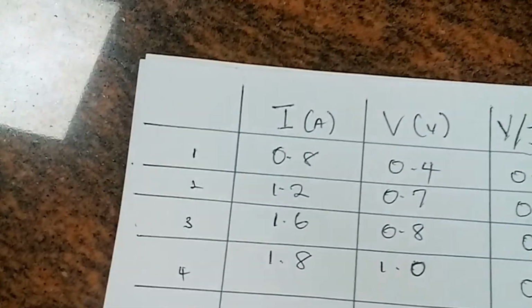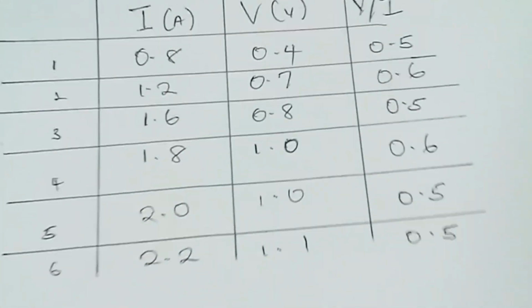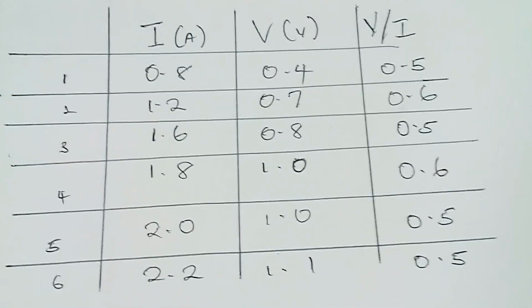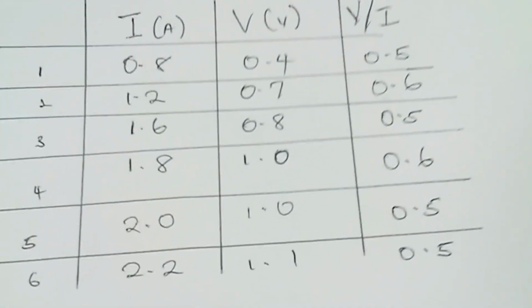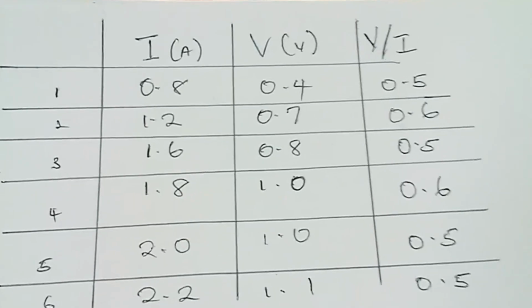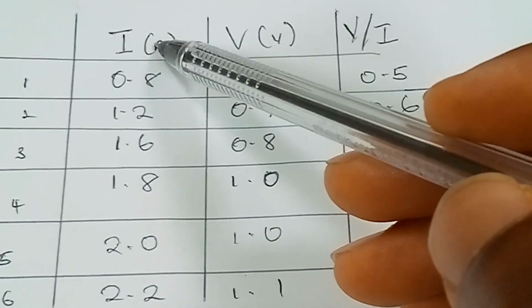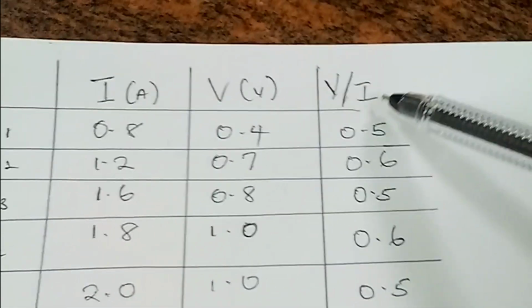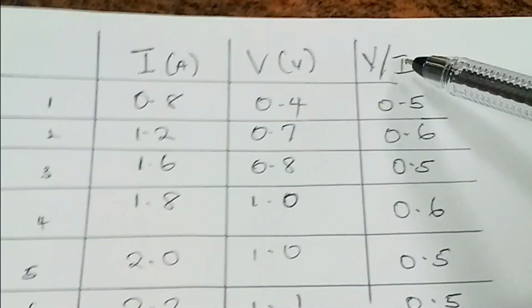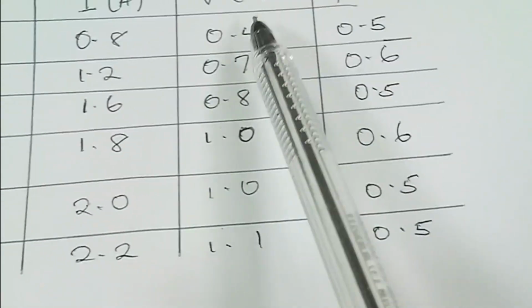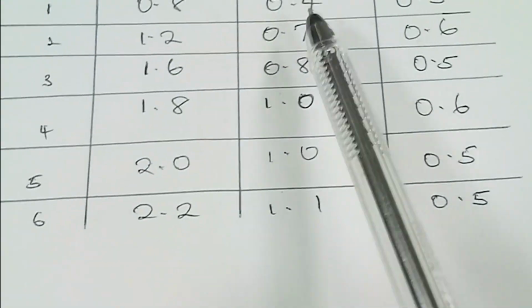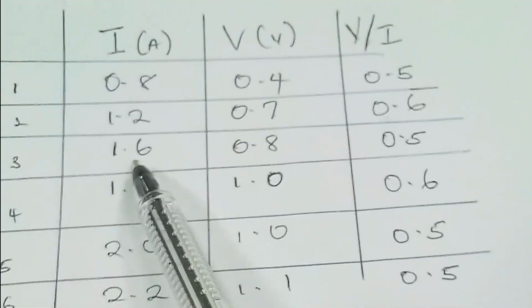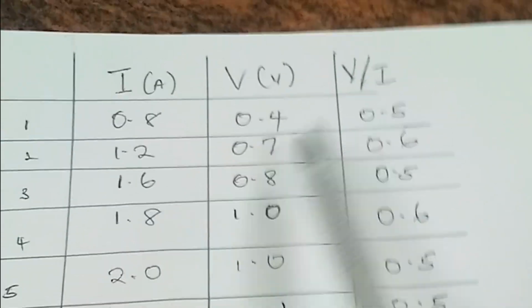So if you have been able to carry out the practical just as I showed you, you may likely have similar readings to what I'm having here. If you check, we have a table of values for the current and for the voltage. So we have the current in ampere, the voltage in volts, and we have our voltage all over the current. For the first one we have 0.8 and 0.4, the second was 1.2 and 0.7, the third is 1.6 and 0.8.